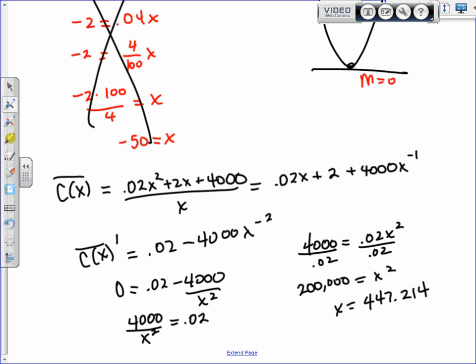Okay, so 447.214. So I would say for the one that minimizes the cost, I would say the 447th item, right? Because it's the number of items produced, like lemonades or necklaces or whatever. So the 447th item. On the AP test, they would actually count it correct if you had 447 or 448. So if you had either one. They don't usually do these ones on the AP test, though, the average cost. We don't usually see those.